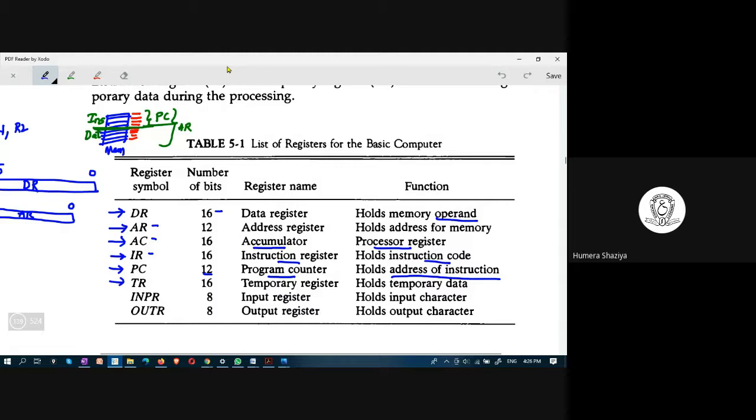Why do you use a temporary register? Can anyone give me an example of something temporary in real life that you use in day-to-day life? One-time password. Yeah, very good. A one-time password is a temporary password. Very good example. Any other example which is temporary, which you don't use again and again?